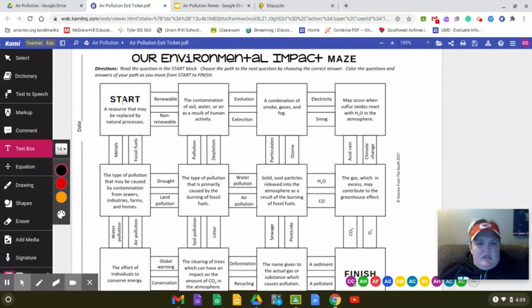How this works is you're going to start here, and it says the resource that may be replaced by natural processes. So, is that renewable, non-renewable, fossil fuel, or a metal? Which one of those is a resource that may be replaced by natural processes? Now, if you don't know, then what you need to do is Google the definition of each of these. Okay? One of them is going to fit this. So I'm going to tell you this one. A resource that may be replaced by natural processes means it is renewable. It can be replaced.